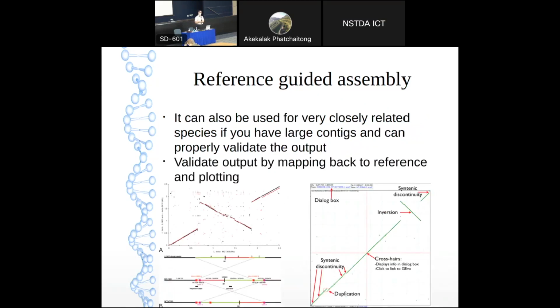This method can also be used for very closely related species if you have large enough contigs and you can properly validate the output. Validating the output is done by mapping the scaffolds that you produced back against the reference and plotting it. So in this case, we have the newly scaffolded genome against the reference, and you can see that there's a large inversion here.